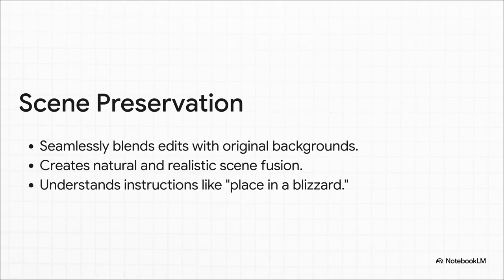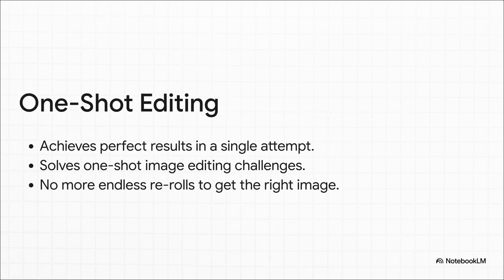Next is scene preservation. Instead of just slapping a new object on top of an image, the model actually analyzes the lighting, the shadows, and the textures of the original scene. Why? So it can blend in new elements and make them look like they were there all along. It's smart enough to understand a really complex prompt like, place the creature in a blizzard, and make it look totally real.